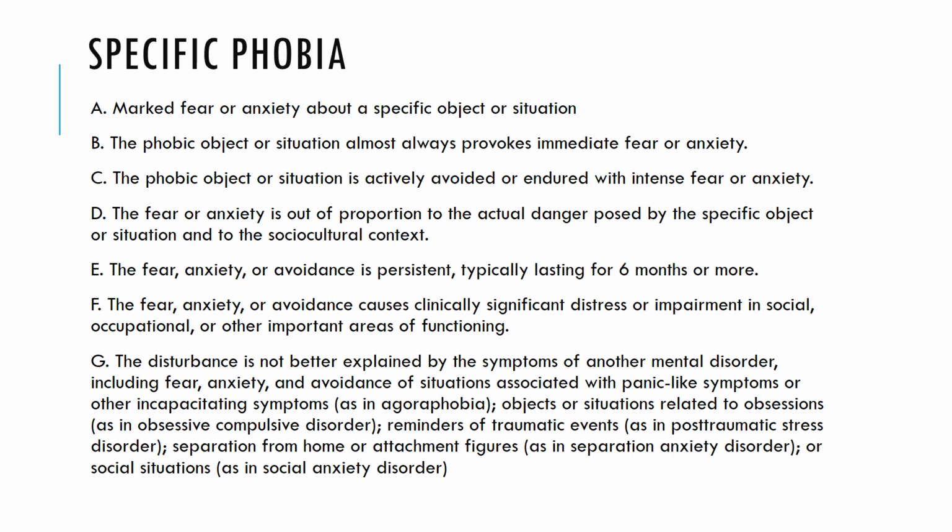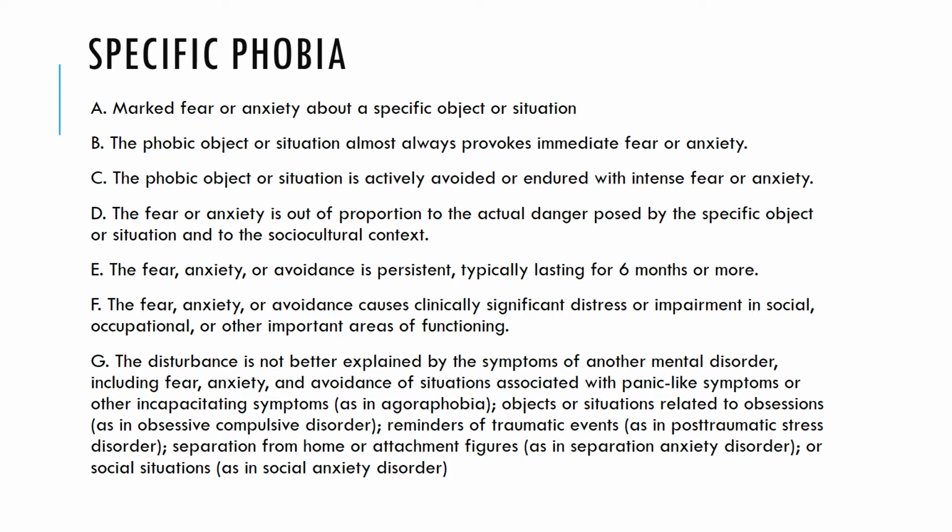Specific phobia, DSM-5 criteria. So a specific phobia is a marked fear or anxiety about a specific object or situation. The phobic object or situation almost always provokes immediate fear or anxiety. The phobic object or situation is actively avoided or endured with intense fear and anxiety. The fear or anxiety is out of proportion to the actual danger posed by the object. And the fear, anxiety, and avoidance is persistent, typically lasting for 6 months or more. There's the duration. And it causes clinically significant distress in school, occupation, and other areas of functioning.